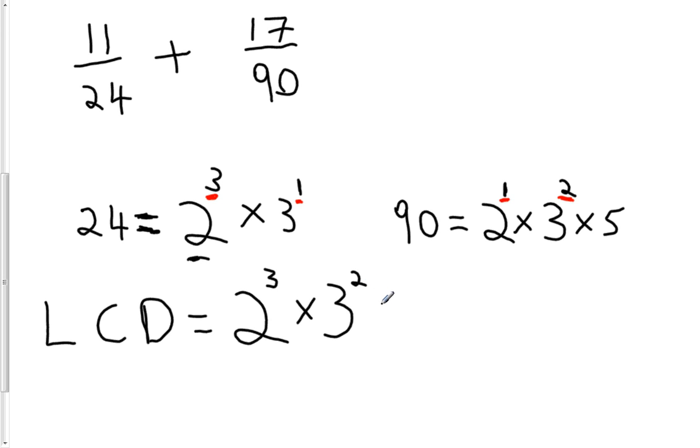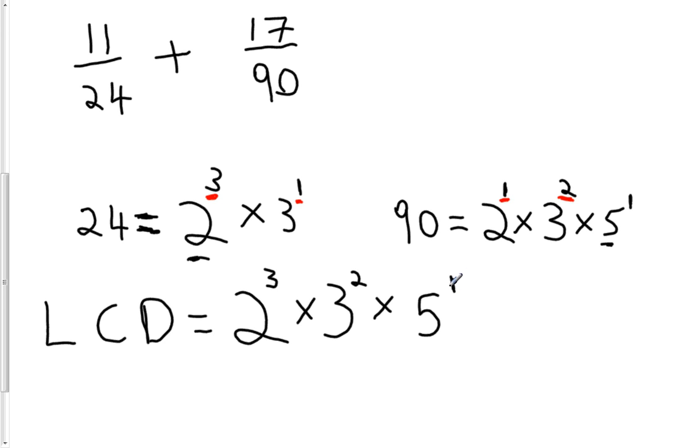And then the last factor I see: I see factors of 2s and 3s, but I also see a factor of 5 over here. So I'm going to write in that factor of 5, and since the factor of 5 only appears in one of the factorizations, I'm going to take the power of that factor of 5, which is the first power. So the 5 is going to be raised to the first power.